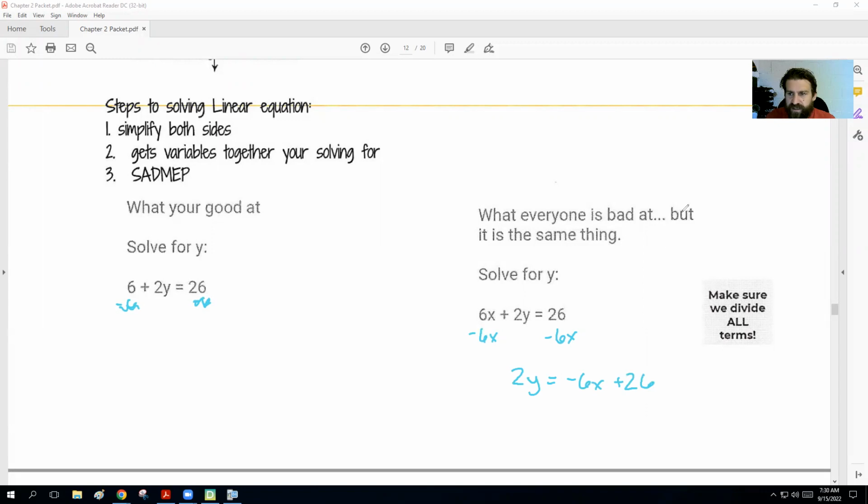We're going to put the x first because remember our goal is y equals mx plus b, so we have the x term first. Then to get the y by itself, we're going to divide both sides by 2. All right, so we'd get a regular y. Negative 6 divided by 2 is negative 3x, and 26 divided by 2 is 13. Now that's an equation we can graph.